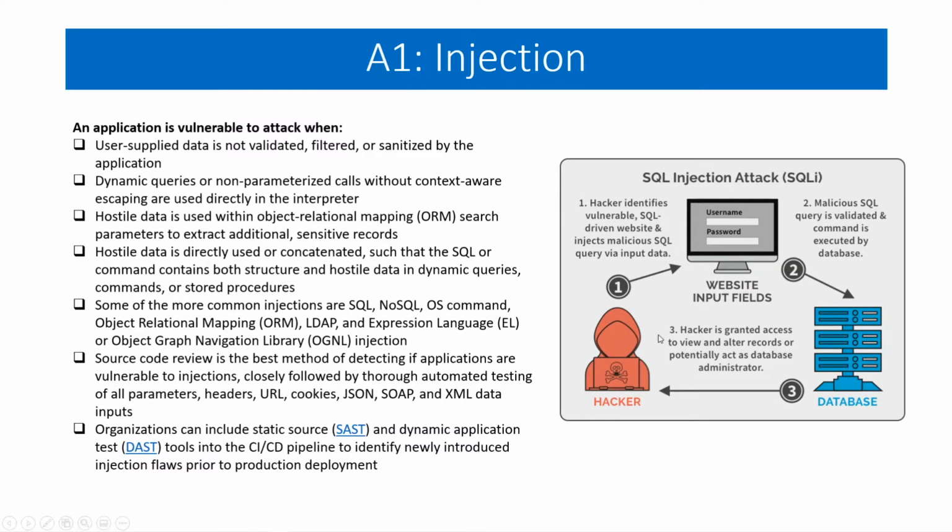And so this image is good. So essentially, you can see here, number one, a hacker identifies the vulnerability, possibly by doing the vulnerability scans that we were just talking about. And then they craft and inject a malicious SQL query into input data, such as username or password. That malicious code is validated and the command is executed by the database. And this is possible if the code does not have proper input validation.